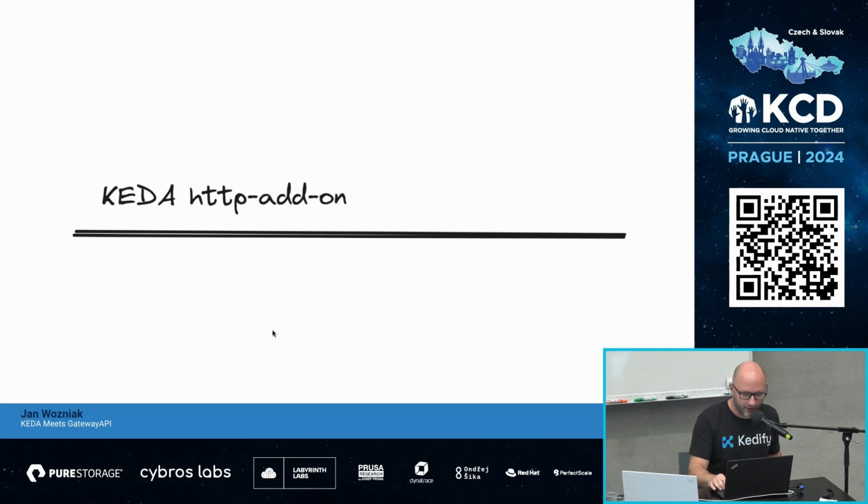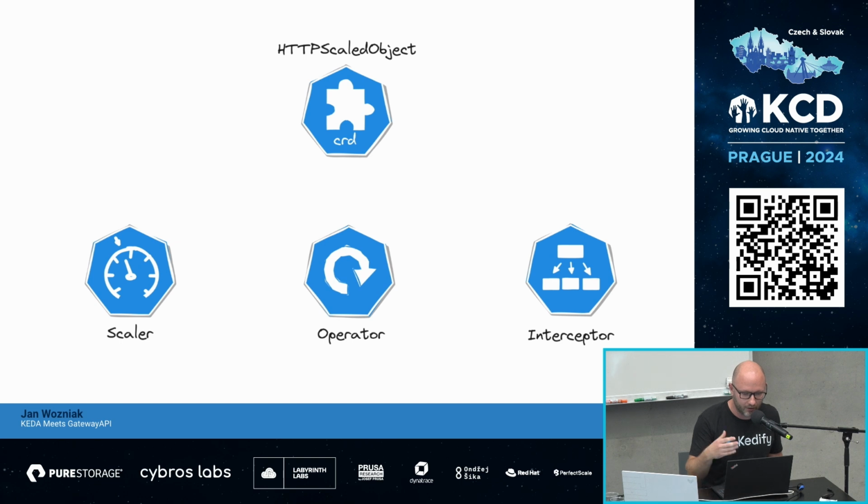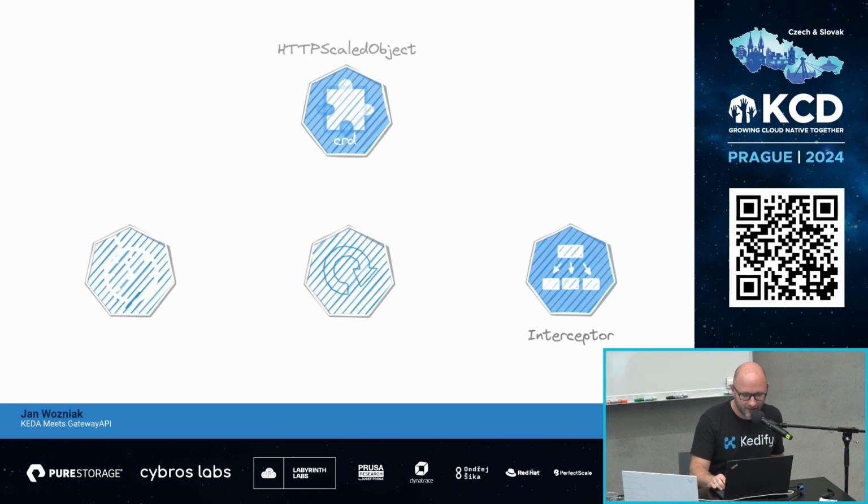Now, I'm going to go back and tell you a little bit about the HTTP add-on. It has a new CRD called HTTP scaled object. We are very creative with the names. So it's not only scaled object, but now you have also HTTP scaled object. And it comes with a new reverse proxy for your traffic. HTTP add-on is something that you would use to scale your application based on the HTTP traffic. So if you get 100 requests per second, maybe you're fine with 1 pod. If you get 5,000 requests per second, maybe you need to scale up.